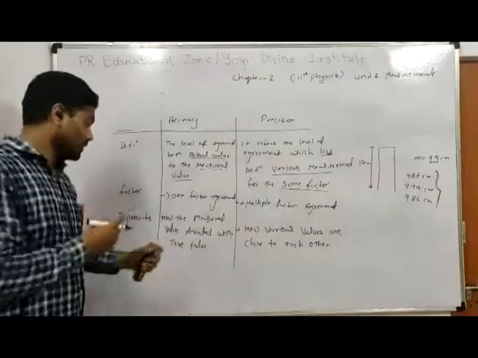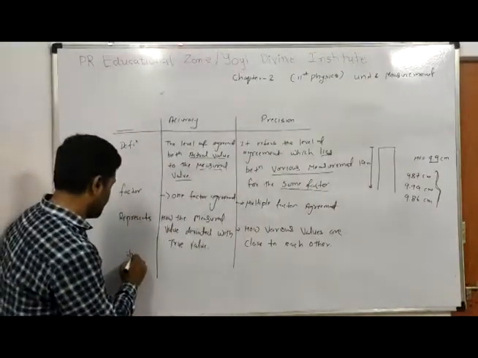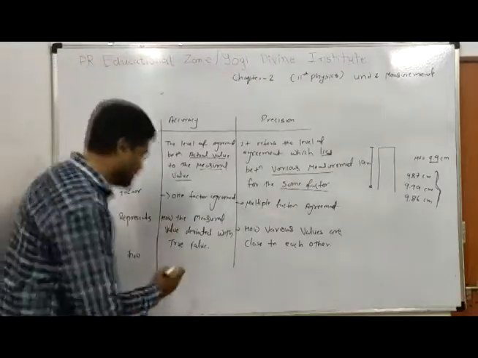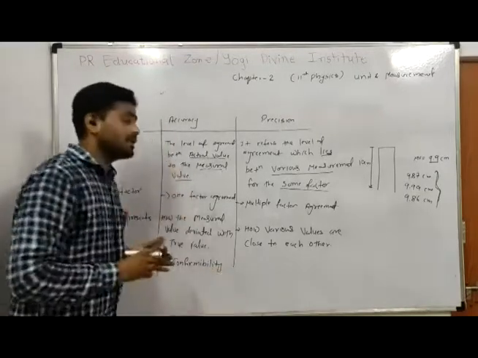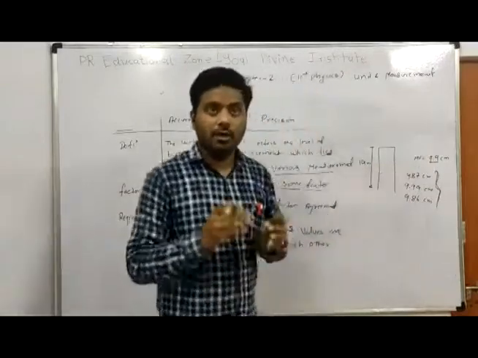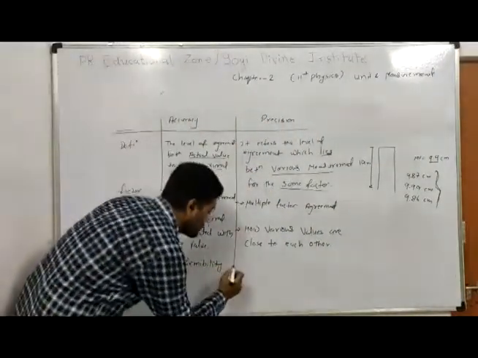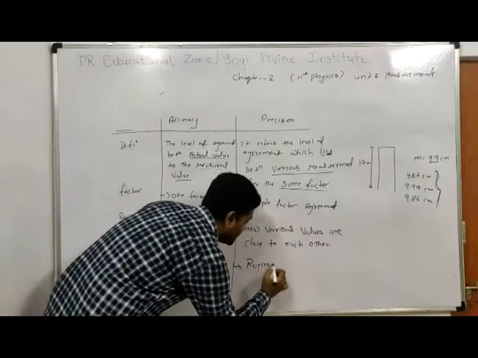Now it will show the accuracy, the number of conformity, meaning conformability. It will show how the measured value conforms with the actual value, how very close the measured value is to the actual value, but it will show reproducibility.